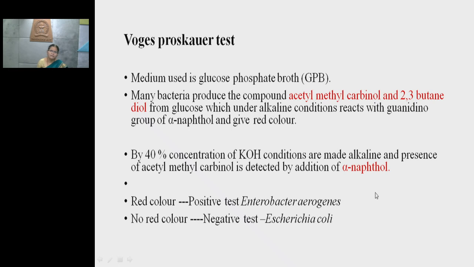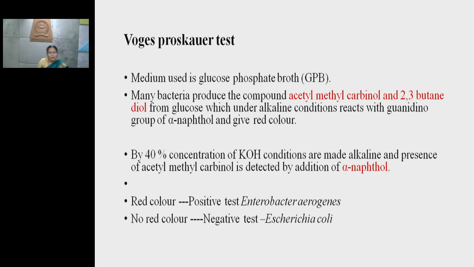Now the third test in this set of tests is the Voges-Proskauer test. The medium used for this test is glucose phosphate broth, the same medium as for the methyl red test. The test is named after the scientists who discovered it, Voges and Proskauer. Many bacteria like Enterobacter produce the compounds acetylmethylcarbinol and 2,3-butanediol, which are neutral compounds from glucose, and these compounds under alkaline conditions react with the guanidino group of alpha naphthol and give red color.